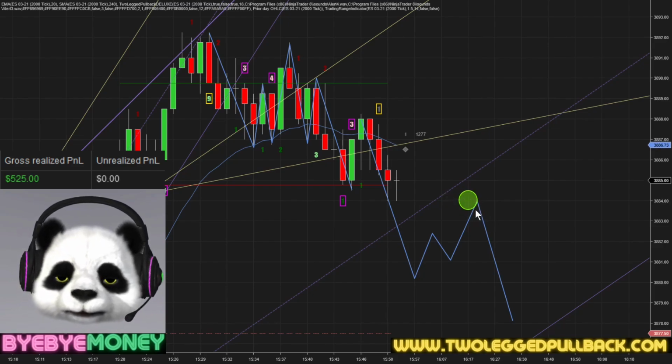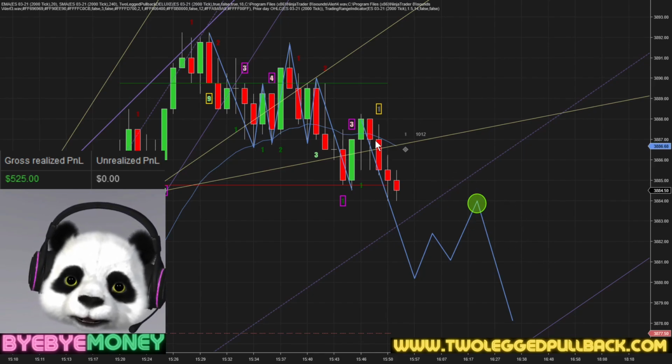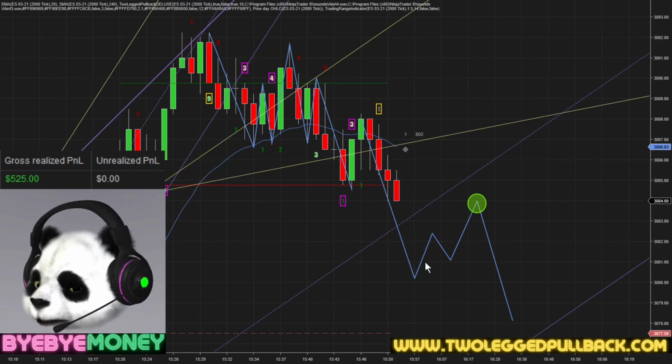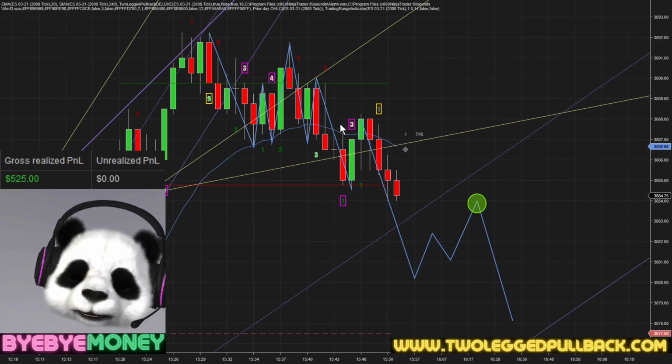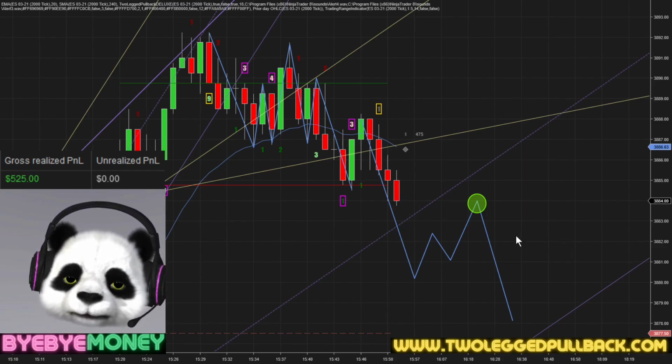This is pretty much the bread and butter setup of the two-legged pullback. And if it works out like this, then the 20 EMA will most likely be around this area once it does get to this area. And so I'm already preemptively thinking about this setup. I'm saying I want to go short, but I need to see this happen first. Strong breakdown, two-legged pullback, back to the 20 EMA, and then I will consider going short.